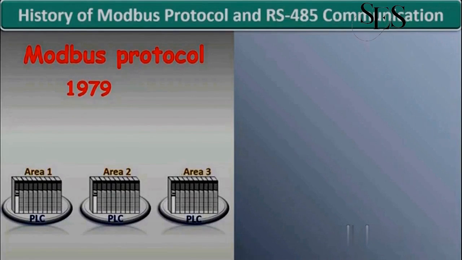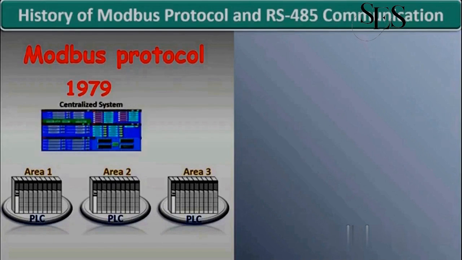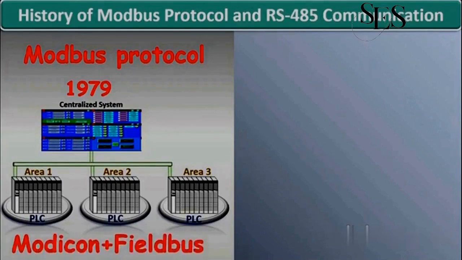Before 1979, let's suppose we have three different PLCs in three different areas of plant. There was a need to centralize the data of these area of plant. To fulfill this need, Modicon introduced the Modbus protocol to centralize the data of different areas of plant. Modbus basically stand for Modicon plus Feedbus.